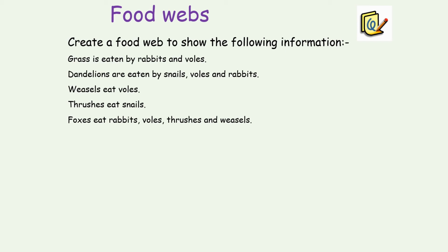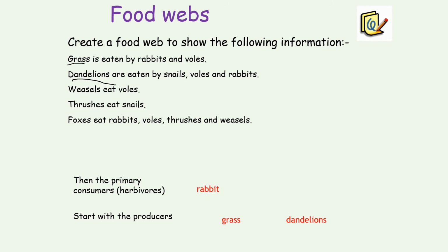So first of all, for the answer, we need to first start off with the producers. So we know producers make their own food, so they are usually plants. So the two plants in this would be the grass and the dandelion. So we start with them at the bottom of our food web. Then we need to do what eats the grass and what eats the dandelions. So rabbits and voles eat the grass, and snails, voles, and rabbits eat the dandelions.